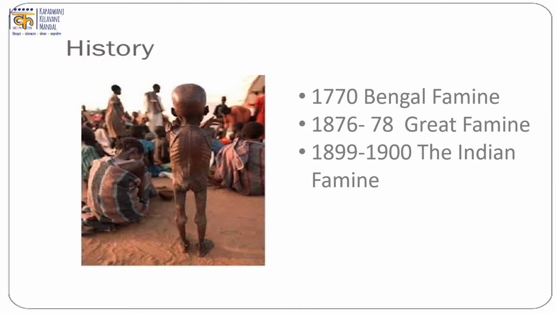Let's have a look at the history of the famine. The first Bengal famine of 1770 is estimated to have taken around 10 million lives, one-third of Bengal's population at the time. Other notable famines include the Great Famine of 1876 to 1878, in which 6.1 million to 10.3 million people died, and the Indian Famine of 1899 to 1900, in which 1.25 to 10 million people died.